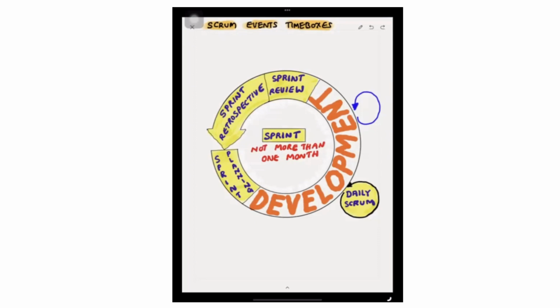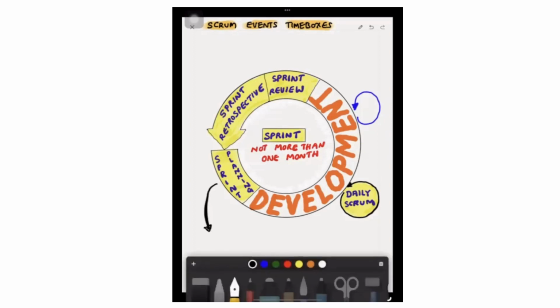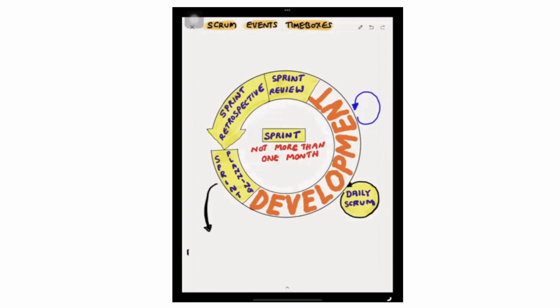Similarly, Scrum also has some recommendations for the remaining events inside the sprint. So sprint planning time box according to Scrum is maximum 8 hours for 1 month sprint, and shorter for shorter sprints. That means less than 8 hours for less than 1 month sprints.